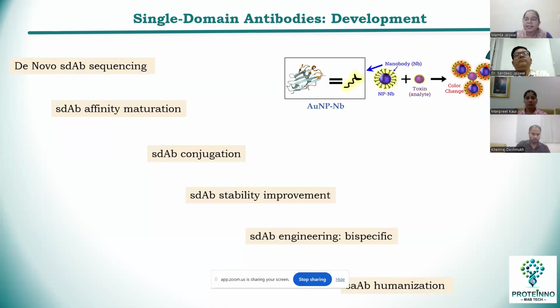The single domain antibodies' stability can be improved. Normally, nanobodies are stable up to 70 to 90 degrees centigrade, which is not possible with conventional antibodies. They can be engineered as bispecific or multispecific, meaning two different target candidates can be joined to make higher affinity nanobodies. Nanobodies can also be humanized for therapy purposes.